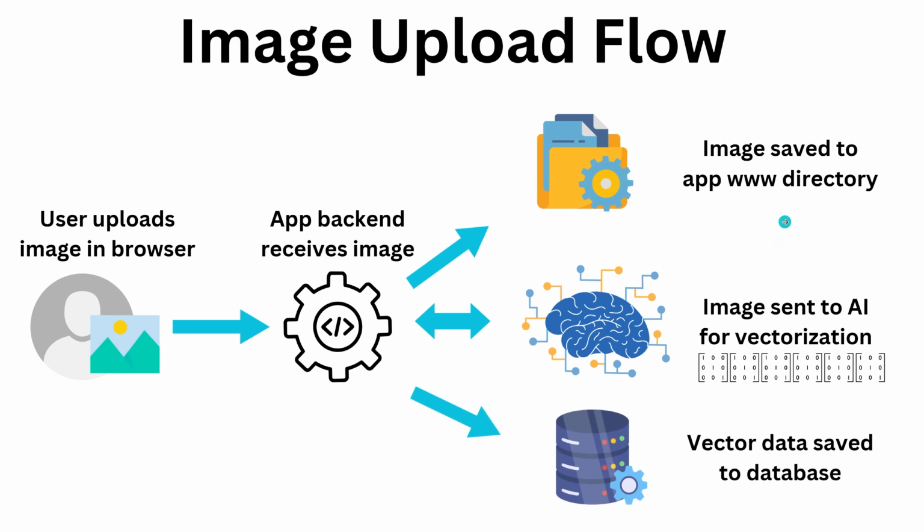And so the last step here is to take that vector embedding or that vector data and save that into a vector database. And then later we can run vector queries against that data to look for similar results. So once the image is uploaded, it exists in a directory where it can be returned to the browser, and the associated vector data is saved to a database for similarity queries later on.